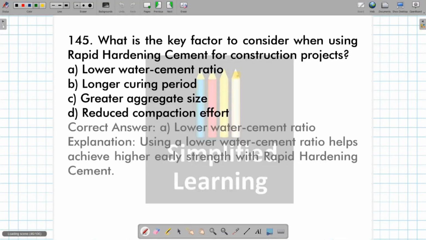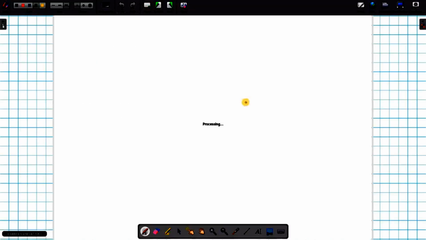Okay. Then what is the key factor to consider when using RHC for construction project? If lower water cement ratio is there, then we are going to consider RHC. Using a low water cement ratio help achieve higher early strength with the rapid hardening cement.